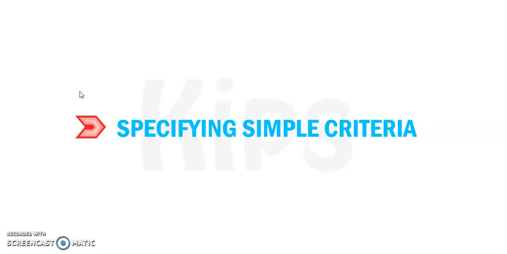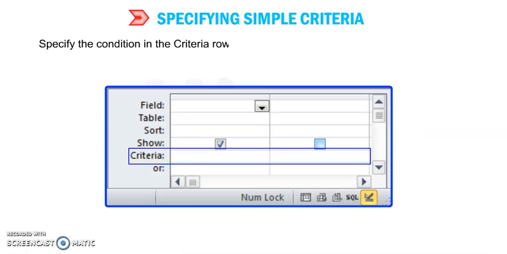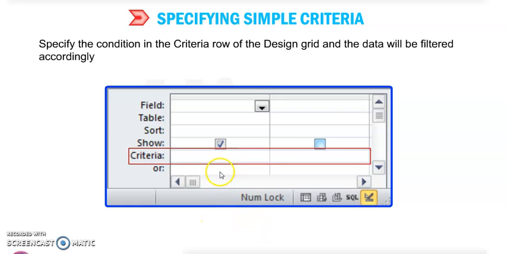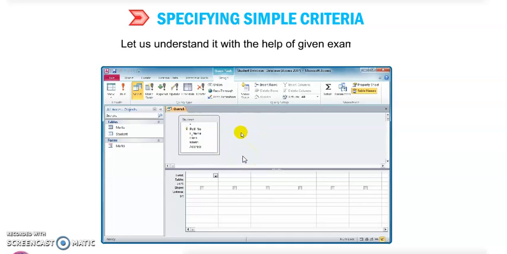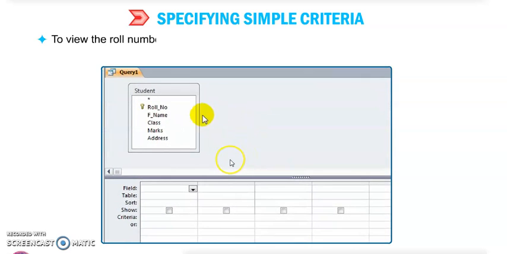Now, today's topic is specifying simple criteria in the query. For this, open page number 46 and read with me. How can we give special criteria for a query? Specify the condition in the criteria row. This is the criteria row, you can see on the design grid, and the data will be filtered accordingly in the query output. Now let us understand it with the help of the given example.